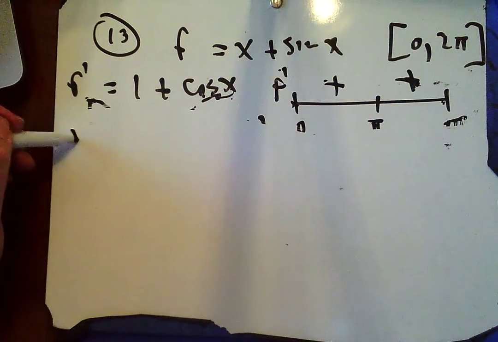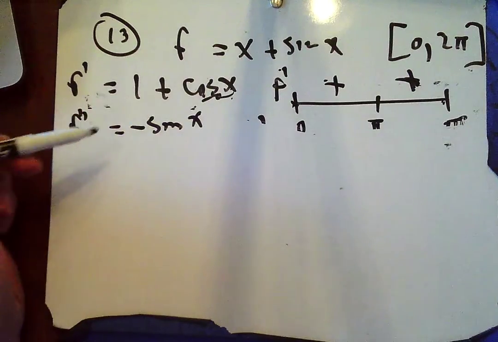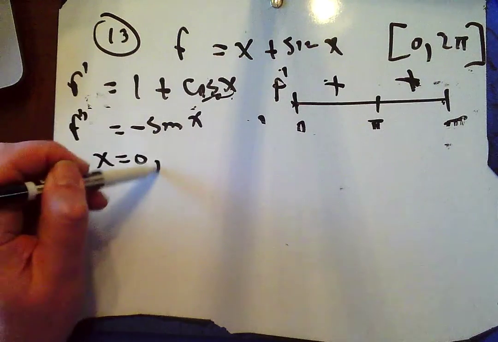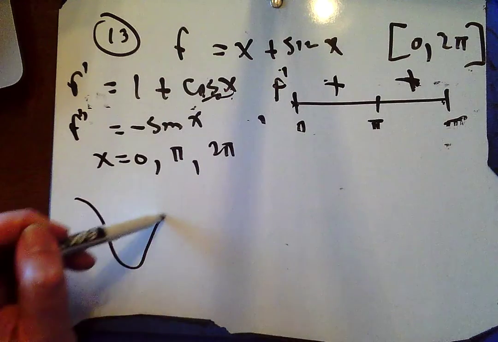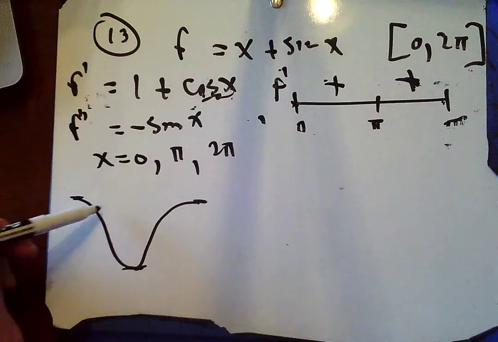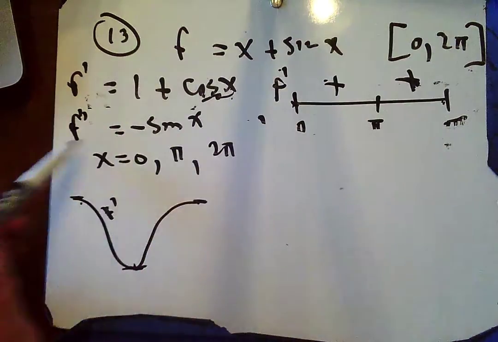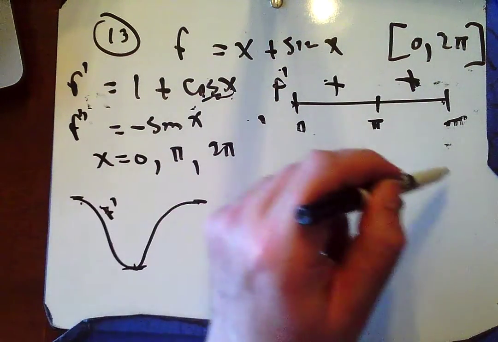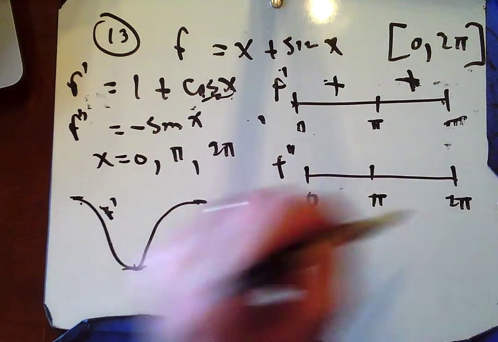Okay, second derivative. The derivative of cosine is minus sine. So when is sine equal to 0? Sine is equal to 0 at x equals 0, pi, and 2 pi. And that's what we were seeing on that cosine graph. We were seeing that 0 slope at 0, at pi, and at 2 pi. This was my f prime graph. But I saw all those 0 slopes on f prime, therefore there are x-intercepts on f double prime. So we've got 0, pi, 2 pi.